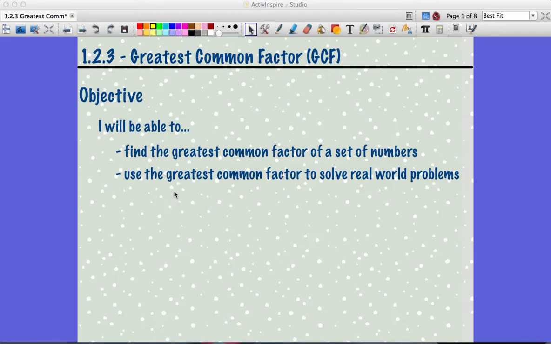Welcome to lesson 123, the greatest common factor. Today's objectives: I will be able to find the greatest common factor of a set of numbers, and I will be able to use the greatest common factor to solve real-world problems.